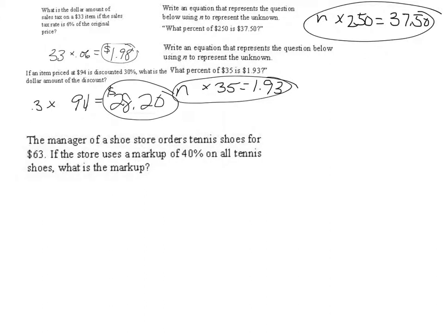Okay, this is about the same problem. The manager of a shoe store orders tennis shoes for $63, and the store uses a markup of 40% on tennis shoes. What's the markup? So just like what's the discount, all we have to do is find 40% of 63. They didn't ask for what you're actually paying retail. They're just asking what the markup would be. So typing that in the calculator, the markup is $25.20.